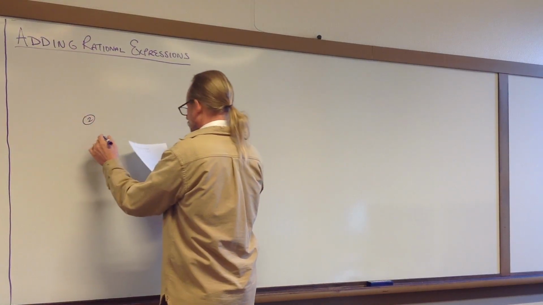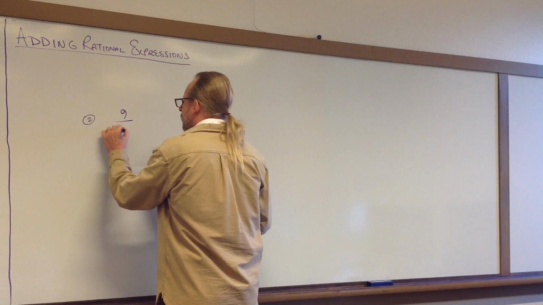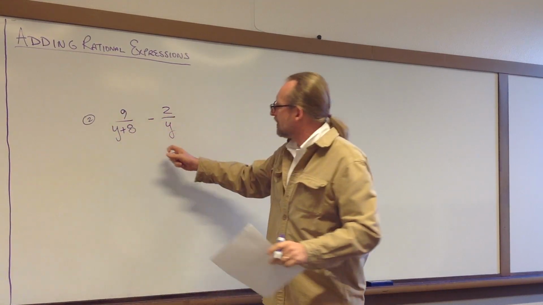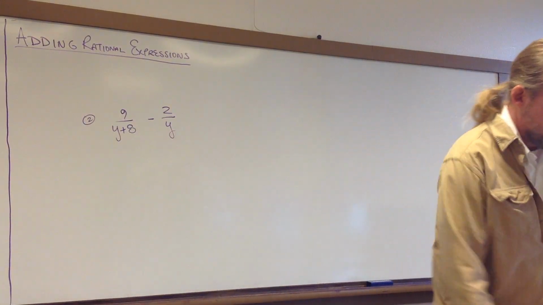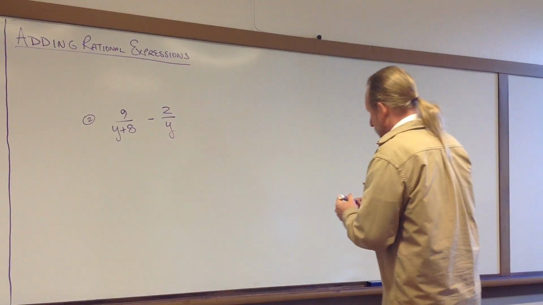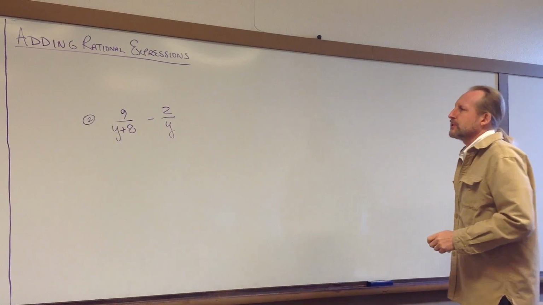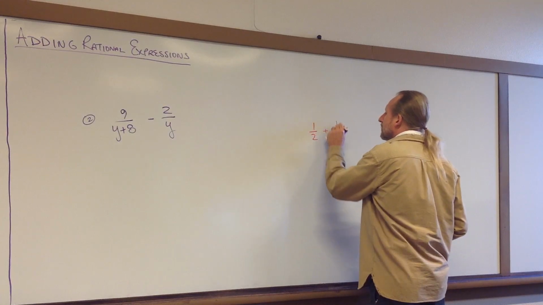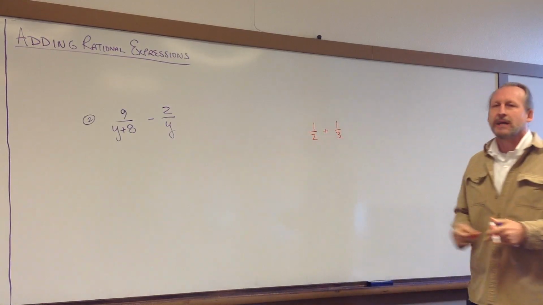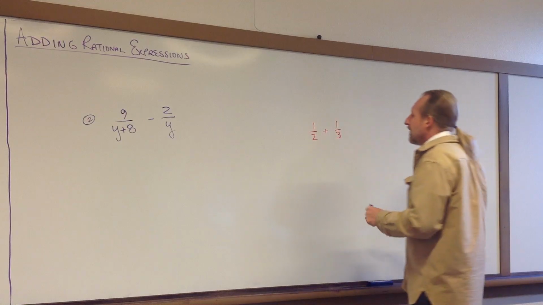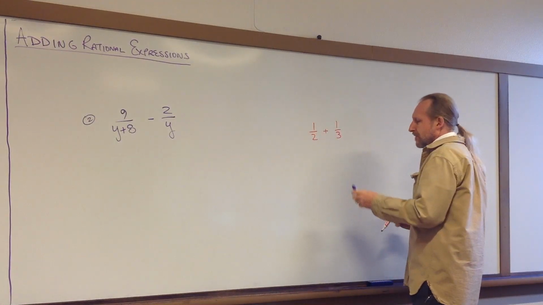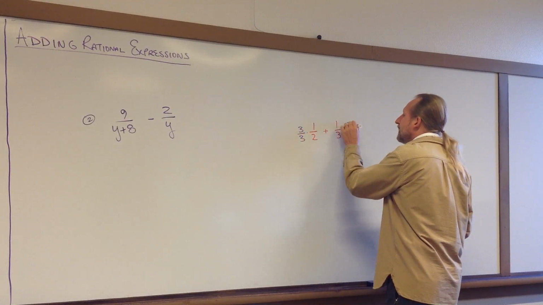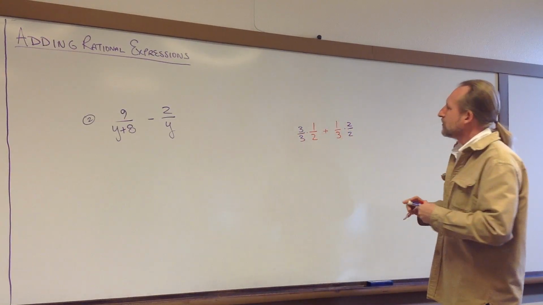Problem 2, we've got 9 over y plus 8 minus 2 over y. So here's our two denominators. Let's go back to our numerical example for just a minute, a brief refresher about making a common denominator. These two denominators are both prime, and so the common denominator is going to be the product of them multiplied together. We're going to multiply this one by 3 over 3. We're going to multiply this one by 2 over 2.